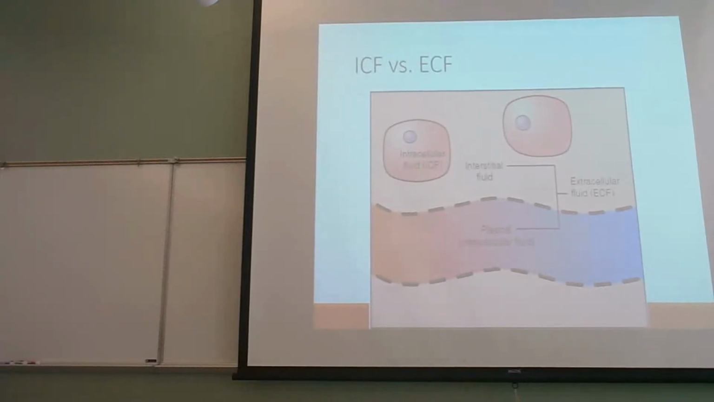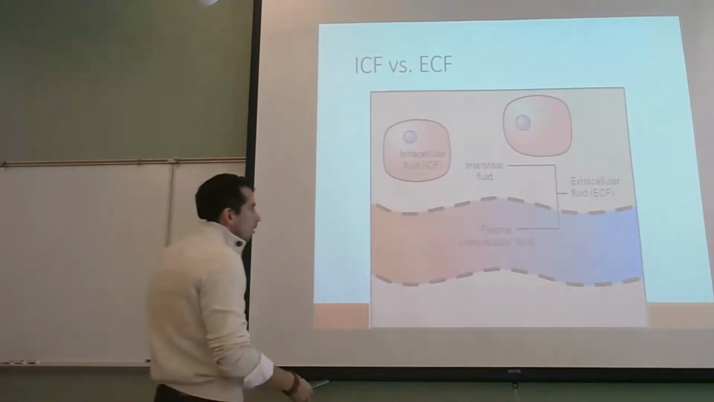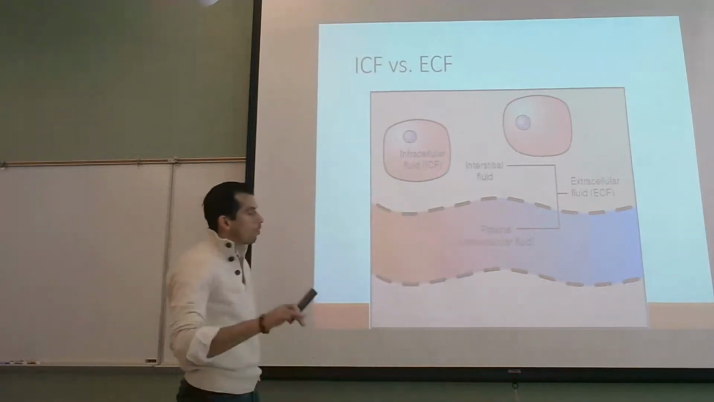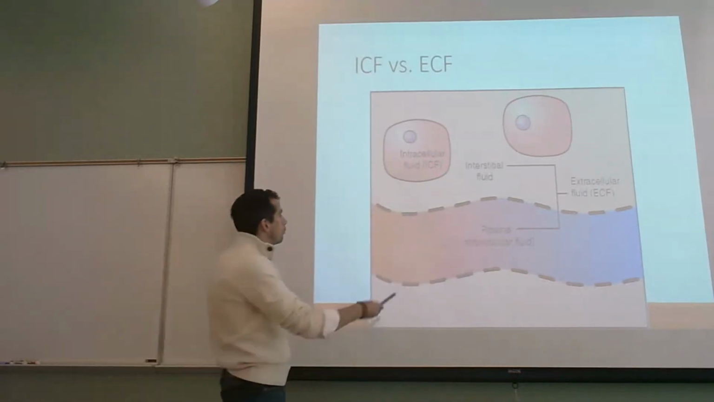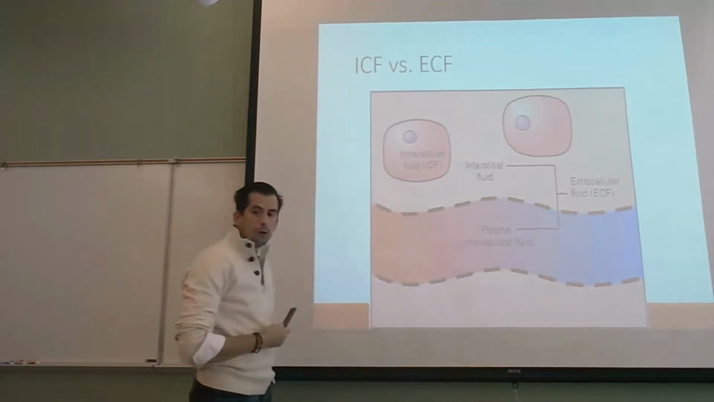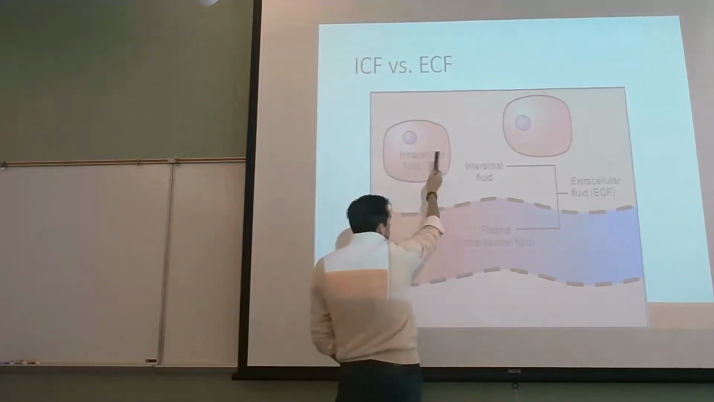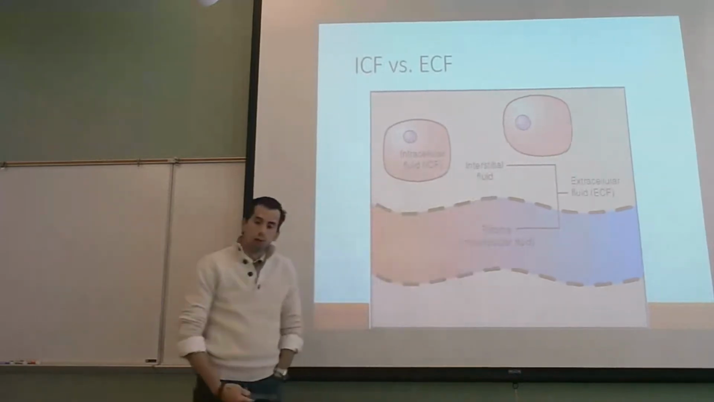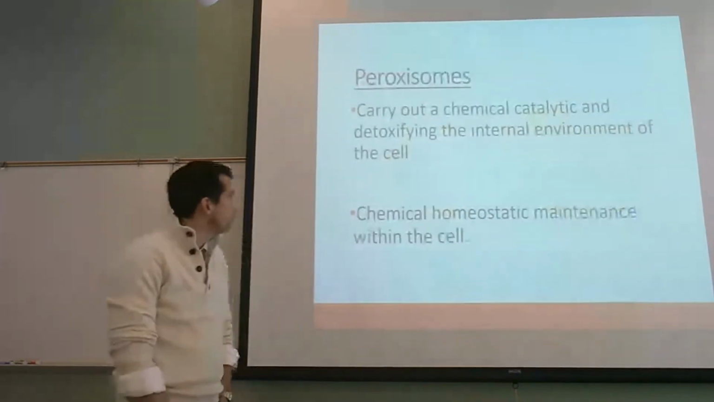Of course, there are other fluid components. We have the plasma that makes up the blood. But for now, we're going to keep our discussion focused on the cell, the cytosol, or the intracellular fluid, versus its immediate extracellular fluid, which can also be termed interstitial fluid.